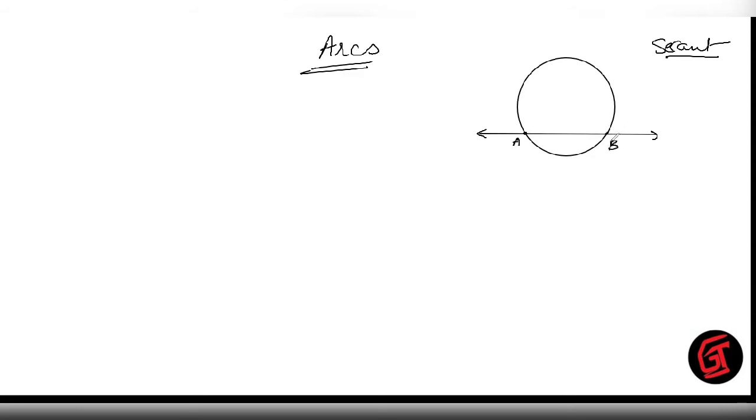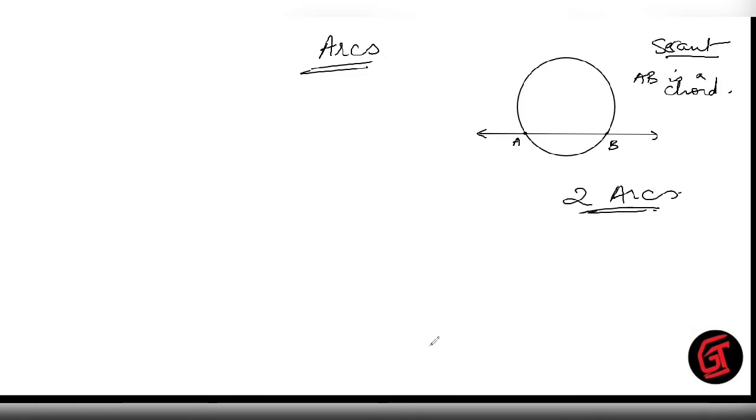Now this secant produces a chord also. So AB is nothing but a chord. This chord AB is dividing the circle into two arcs. A part of the circumference of a circle is called an arc. So AB has divided the circle into two arcs.